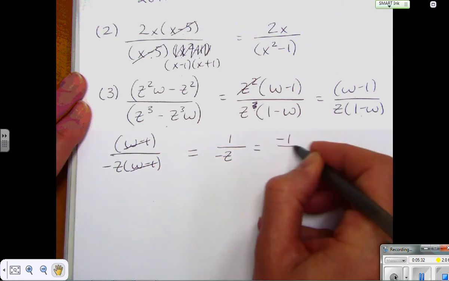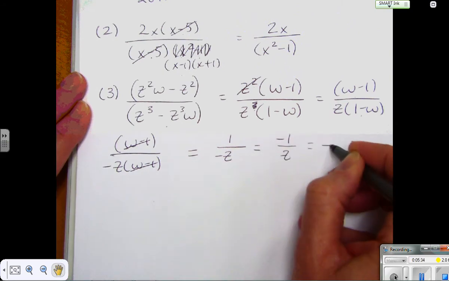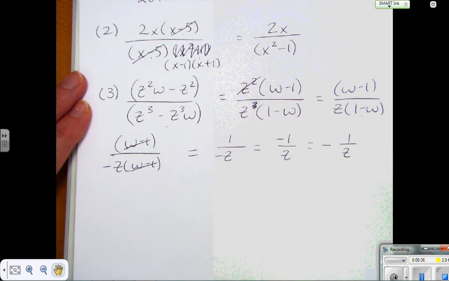You could put the negative in the numerator, or you could put the negative just out in front of your fraction. Those are all the same thing. As long as you have the negative one time, it's all the same. Any questions?